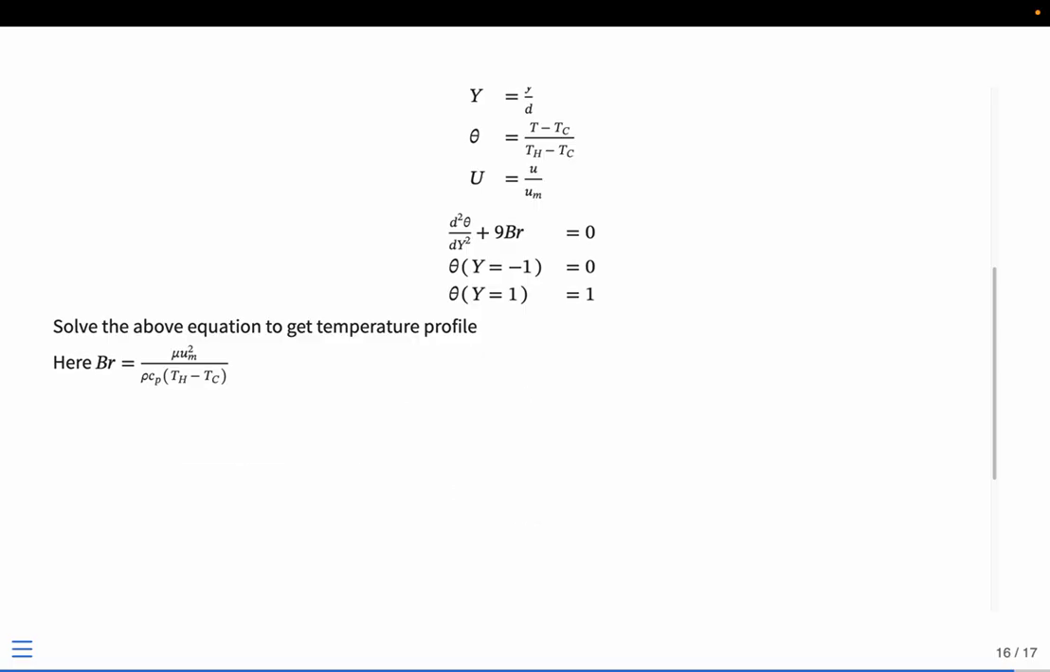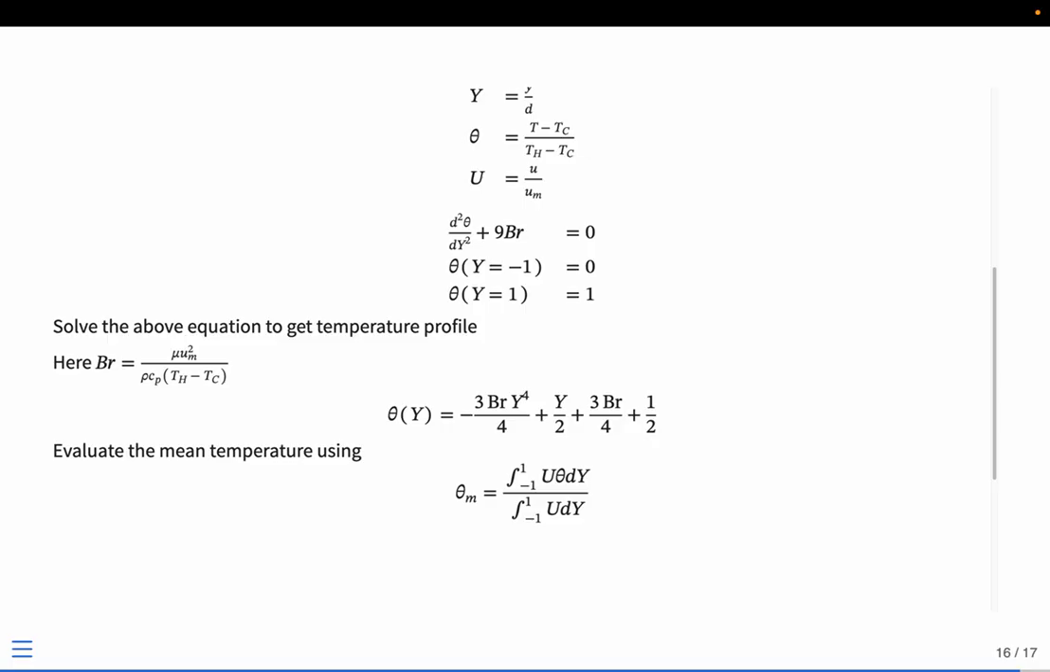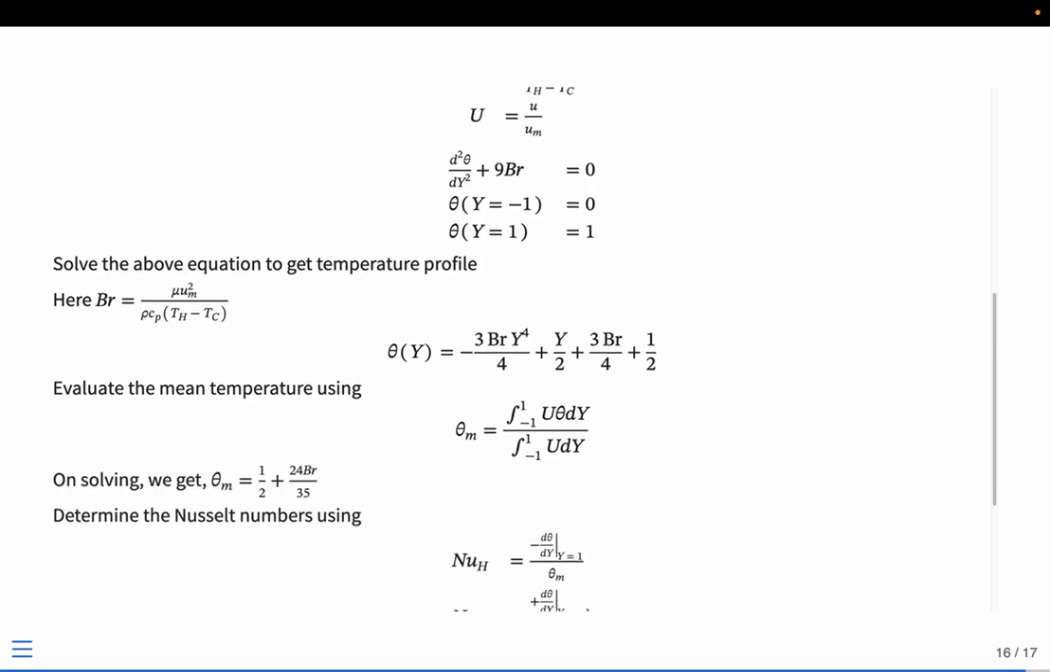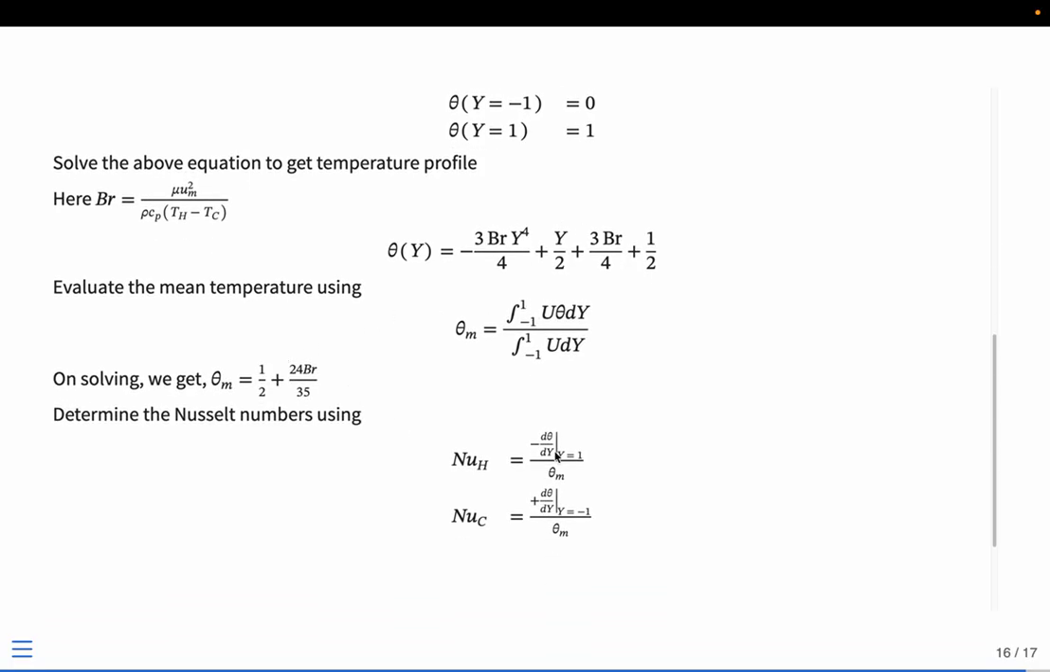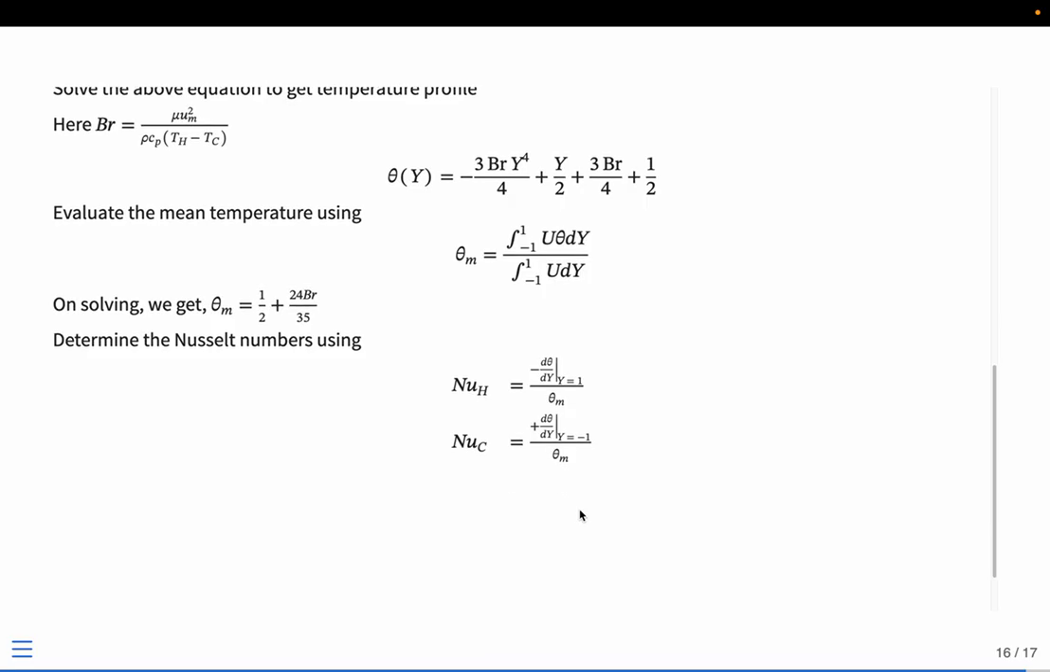Okay, I hope you have solved it. This is the expression for theta. Once you have theta, to determine the Nusselt number, you need to calculate the mean temperature, then take the derivative at the corresponding values, and divide it by the mean temperature, and that will give you the Nusselt number. It's straightforward again. I'm getting the mean temperature to be like this and have done the Nusselt number calculation.